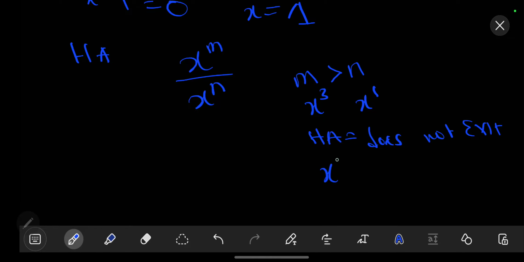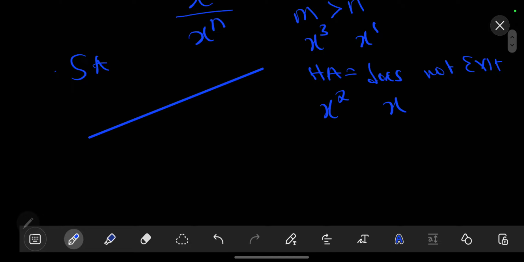Now, what if m is greater than n, but it is greater by just 1? So we can have, let's say, x raised to the power 2, and the other one is just x. If the power difference is just 1, we are going to have what we call a slant asymptote, which is a line like this.